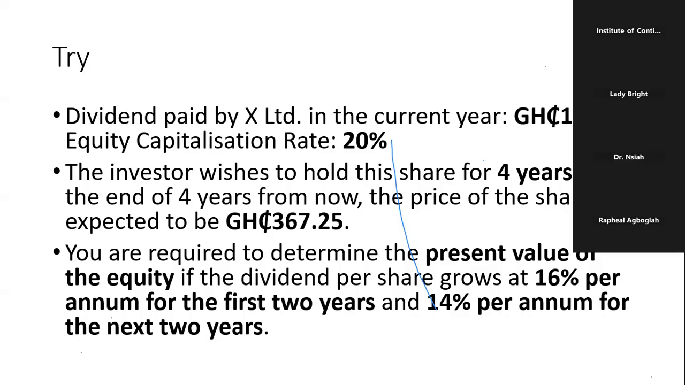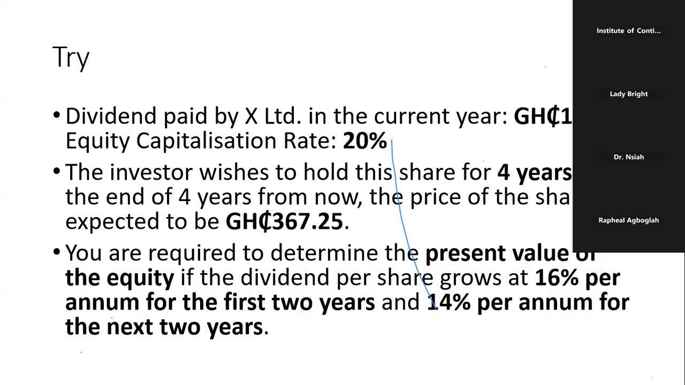Please mute your microphones for me. The investor wishes to hold this share for 4 years. At the end of 4 years from now, the price of the share is expected to be 367 Ghana cedis 0.25. You are required to determine the present value of the equity if the dividend per share grows at 16% per annum for the first 2 years and 14% per annum for the next 2 years.